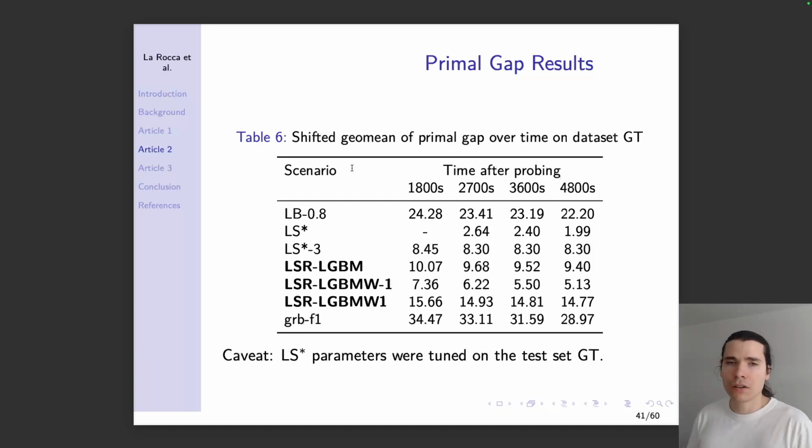Here are some results. These are gaps, so lower is better and represents the quality of solution that we find. The results on GT instances. We can see that, for example, our method LSR, and we use LGBM as the ML model with different bias weighting. The non-biased version gets about 9.4, whereas the version biased towards the negatives gets 5. And the bias in the other direction gets 14.7. So we see a meaningful performance upgrade when we bias the model in the right direction. This is because our dataset is unbalanced. However, our balanced model does not outperform LS star, because LS star was explicitly tuned on GT instances.